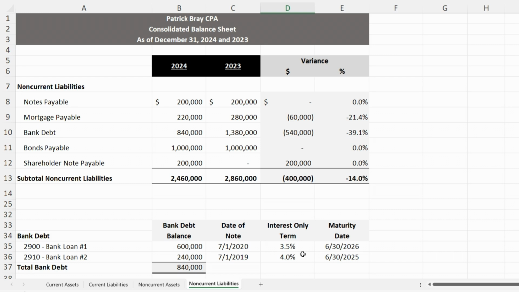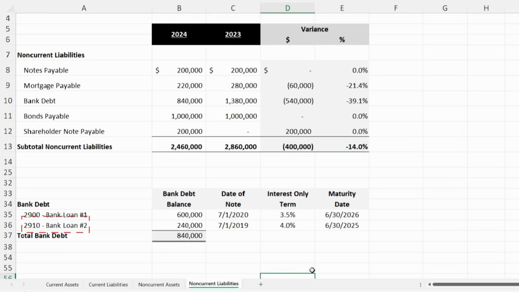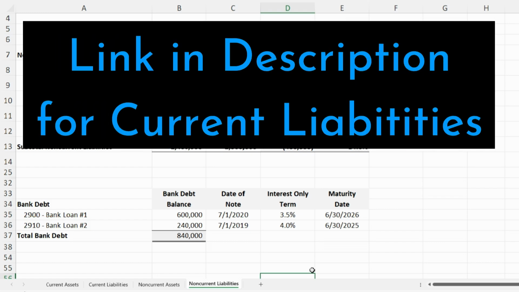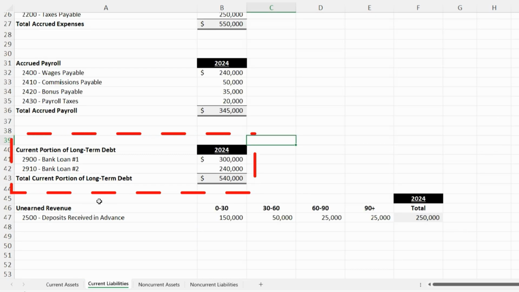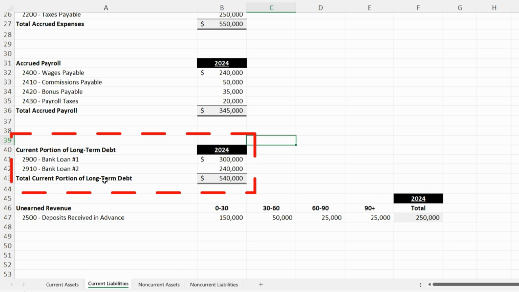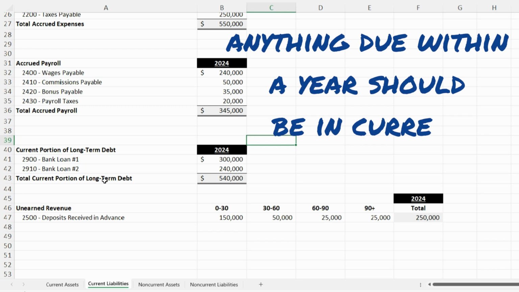Line item number 3, bank debt. These are loans that we've taken from a commercial bank, and we've taken out these loans for expanding parts of our business. We have general ledger account 2900 is our bank loan number 1, general ledger account 2910, bank loan number 2. And if you haven't watched my current liabilities video, highly recommend checking that out, because we have the current portion of our long-term debt sitting in current liabilities. This is what's due within a year. Honestly, I should have done that with the mortgage payable. I didn't in this scenario, but anything that's due within a year, you're going to stick in your current liability. So just take note of that.